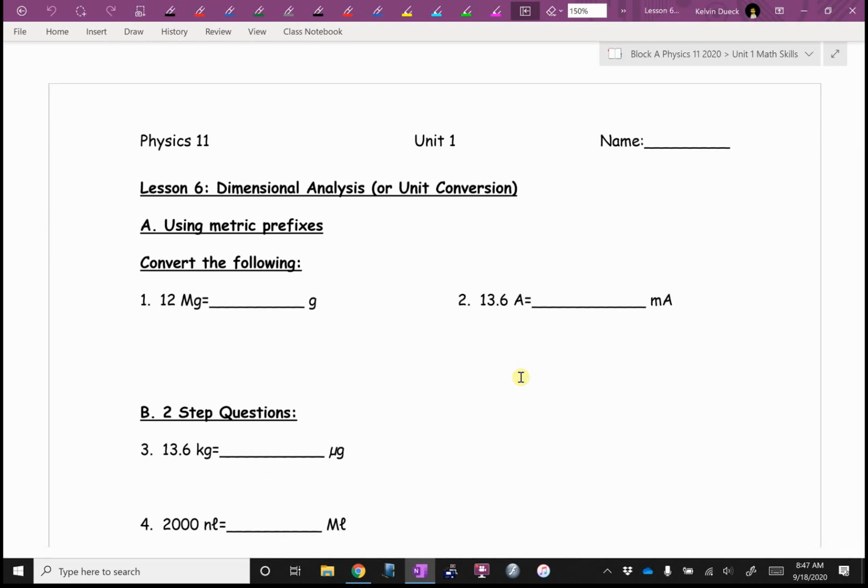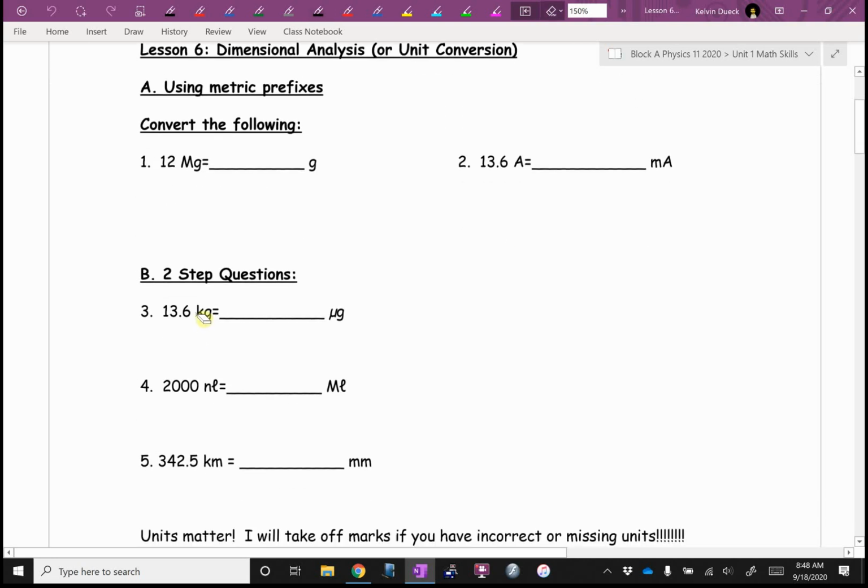What I mean by that is we're either going from a metric prefix, mega, to no prefix, or we're going from no prefix to a prefix. Two-step questions are where you're going from one metric prefix to another metric prefix. I hate memorizing stuff. To me, memorizing stuff is useless unless you're lazy and you're using it all the time, then it's worth memorizing. So the method that I'm going to give you does not require memorizing any shortcuts or gimmicks or anything like that.